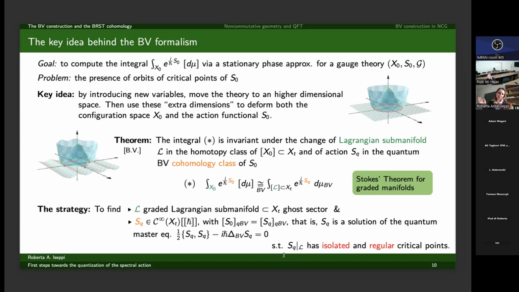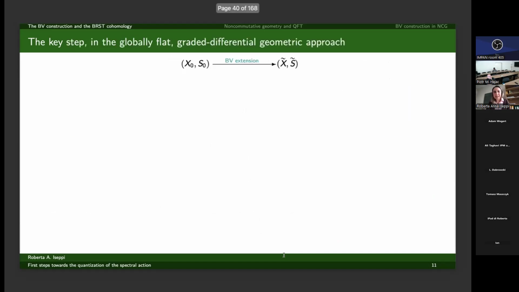And the reason why we were not able to compute the integral is somehow that we got the wrong representative in the homotopy class of the Lagrangian submanifold and in the cohomology class of this S0. So we just have to find and tune these two parameters well to find the right representative, and then compute the integral as we know, with this kind of stationary phase approximation. Okay, so that's the idea of this BV theorem.